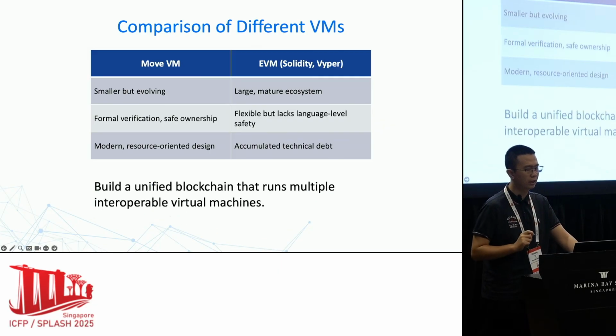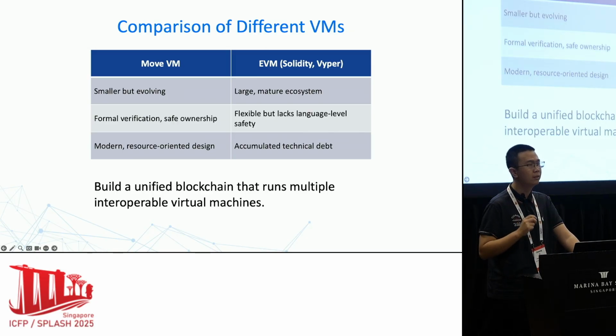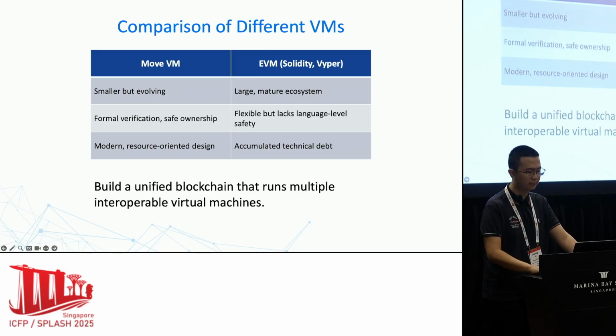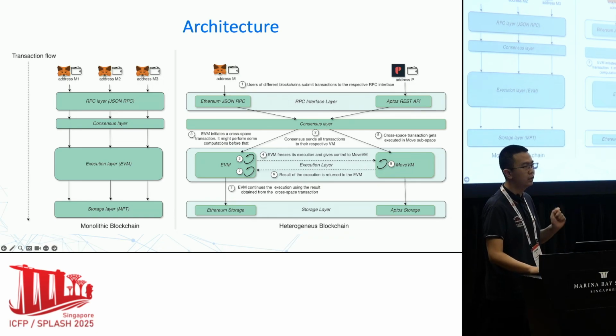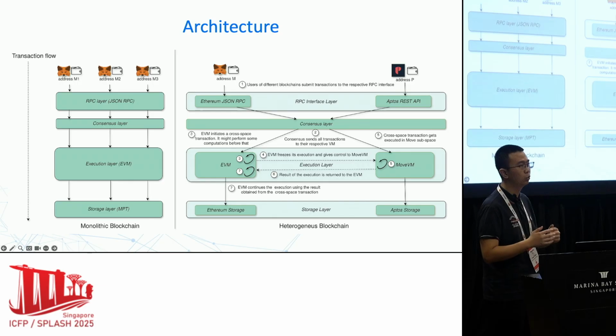So what we want is to build a unified blockchain that runs multiple interoperable virtual machines. In such an architecture, we have multiple virtual machines in one blockchain framework, and each virtual machine has its own RPC module because it needs to retain compatibility with its existing ecosystem. Each RPC module receives transactions in this system, and there is a unified consensus layer to put multiple types of transactions from multiple virtual machines together and reach consensus.